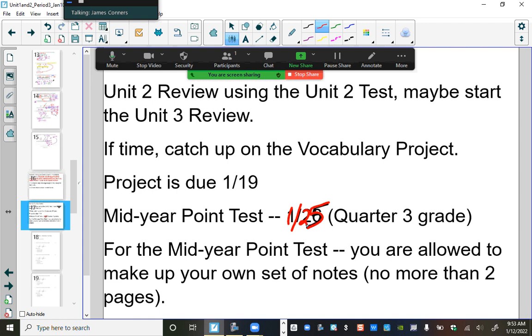Also, I am available after school today. If I'm not in this room, I may be 2 doors down. More than likely, I think I'll be in here. But if I'm not, I might be in Miss Muse's room, which is 2 doors down from here. All right. We're going to move on.